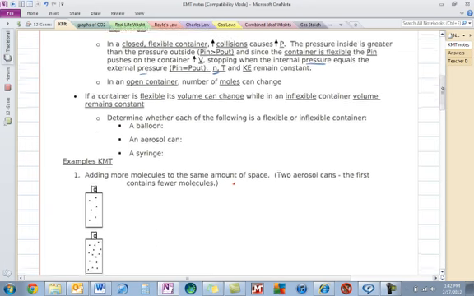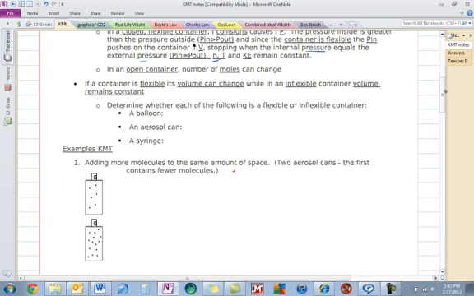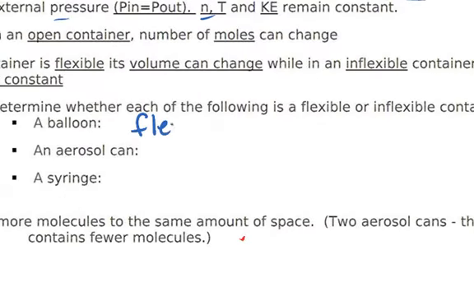I'm going to give you a minute here to look at this and try and make your own decision. So you decide whether a balloon is flexible or inflexible. In our world, a balloon is going to be 100% flexible until the point where it would break or burst. Okay, what about an aerosol can? Hopefully everybody said inflexible, to the point, of course, where you could blow it up and reach its capacity.